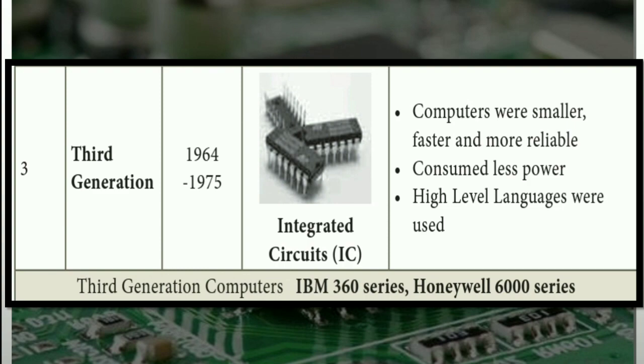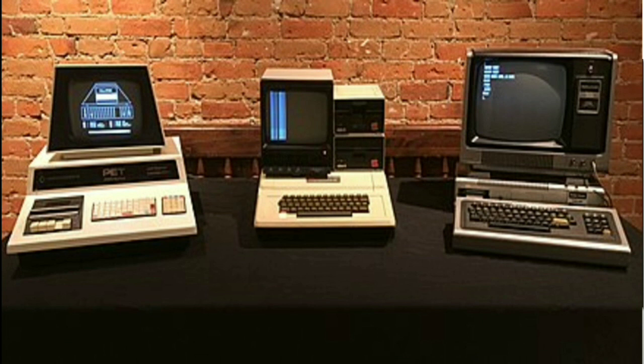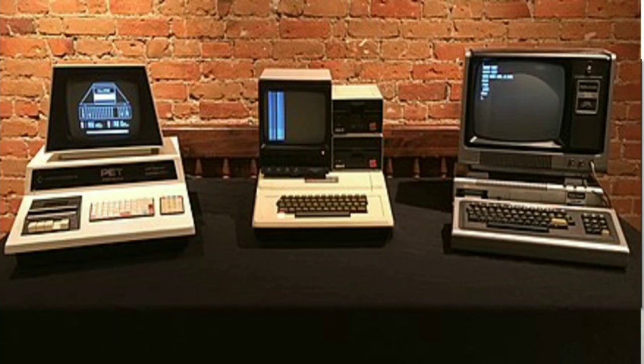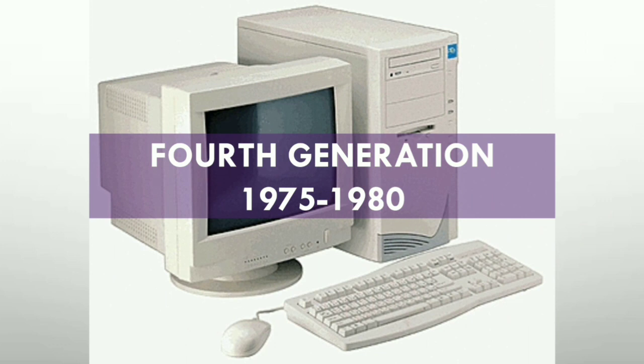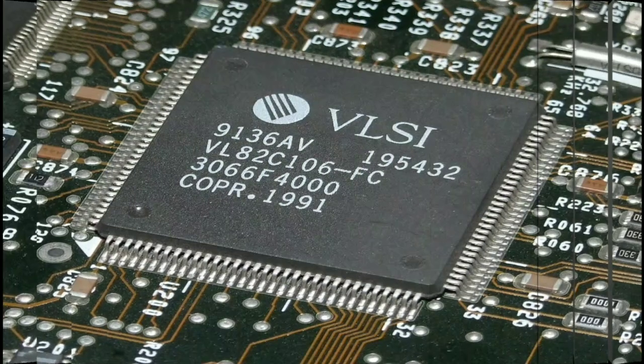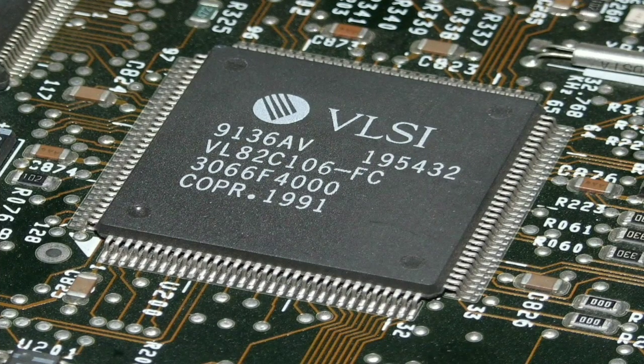So let's see the device used in this generation. Look at the device. It is with a keyboard and monitor. As the technology developed, they introduced more different types of processors and the system size was reduced even more. So let's see the fourth generation of computers. It was during 1975 to 1980. Here the integrated circuit was replaced by the very large scale integrated circuit.